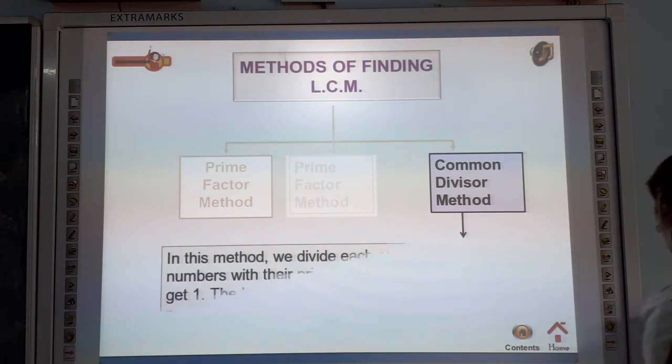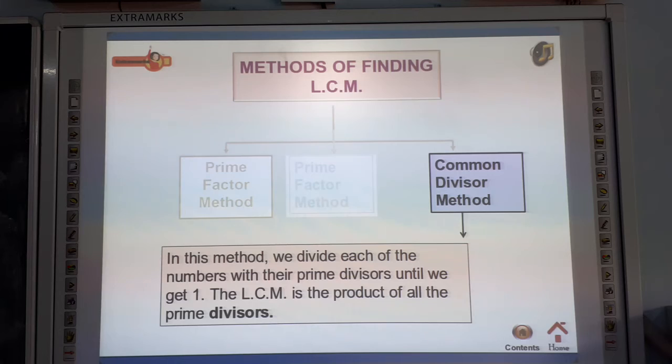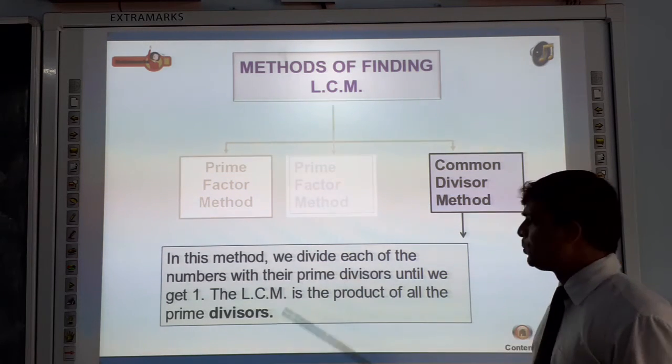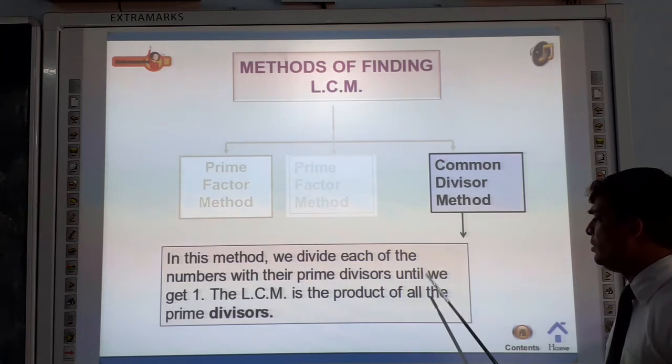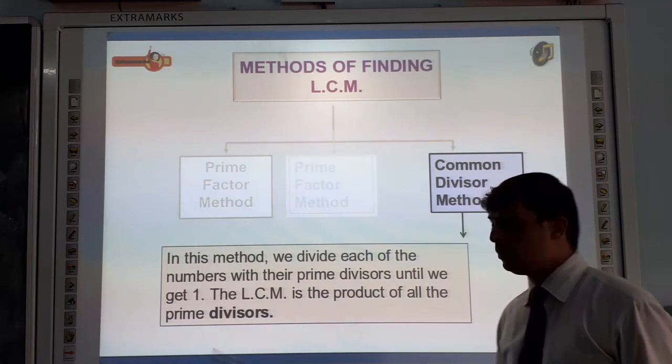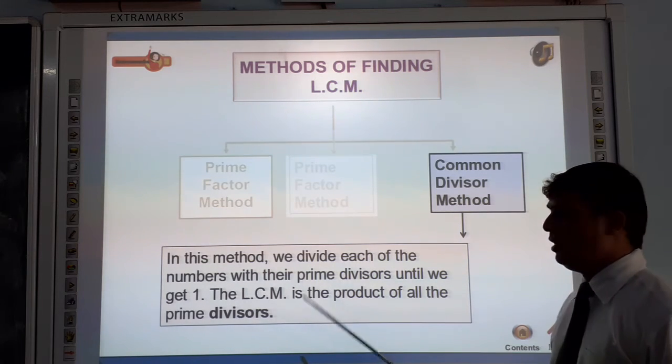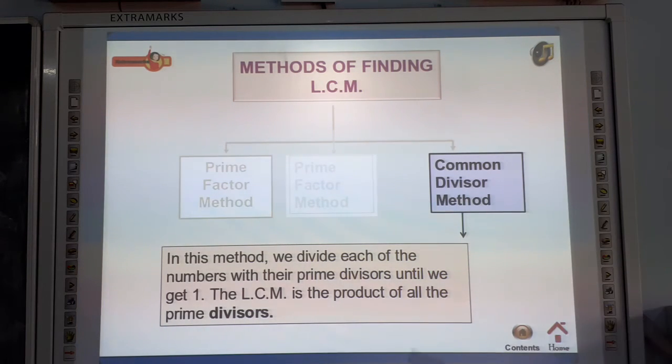Now next method, common divisor method. In this method we divide each of the numbers with their prime divisor until we get 1. The LCM is the product of all the prime divisors.